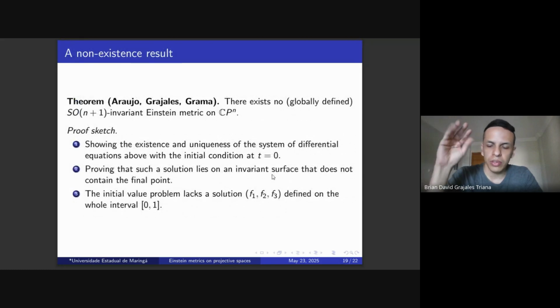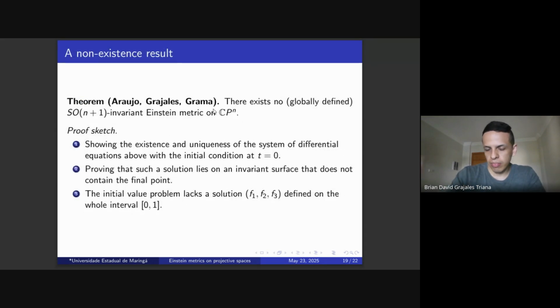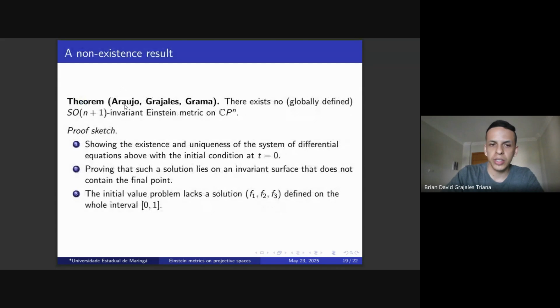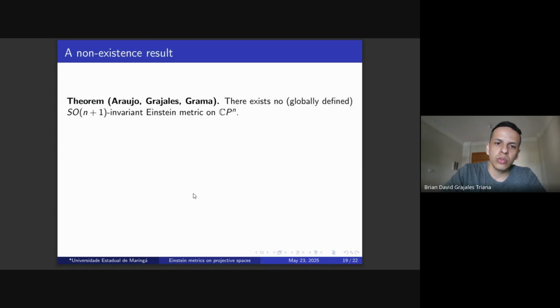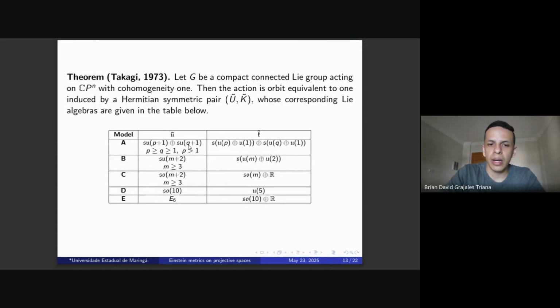Okay? I don't know if it is clear, but I hope so. Okay? So that's a partial result we have. And I want to give a few further remarks. The metrics we are dealing with here, for example, this SO(n+1)-invariant metric, are not homogeneous because the action is not transitive. So at least we can say that the metrics are inhomogeneous. And we did a similar argument from this example for model A. Model A has a similar behavior.